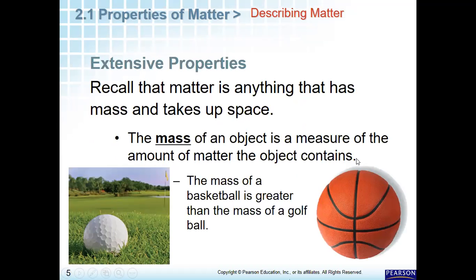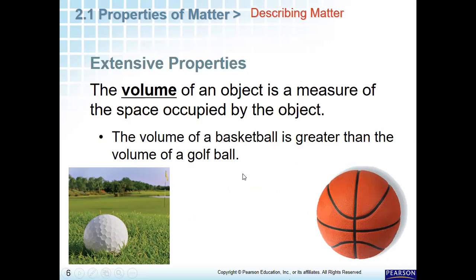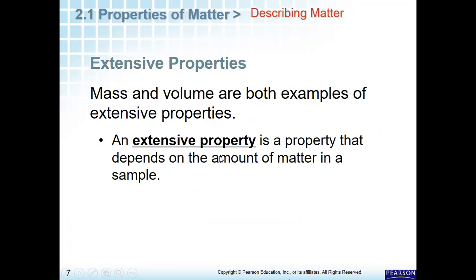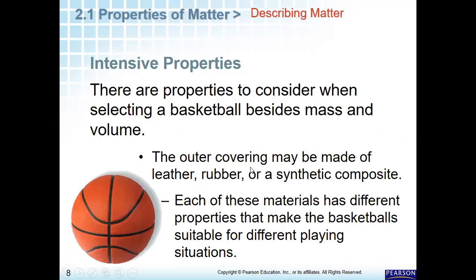Let's see, we have the basketball here. The mass of it is more than that of the golf ball. So that's the difference, depending on which matter has more amount. On the other side, the volume of the basketball is more than the volume of the golf ball. So that depends on the volume too. So it's extensive. An extensive property is a property that depends on the amount of matter in a sample.